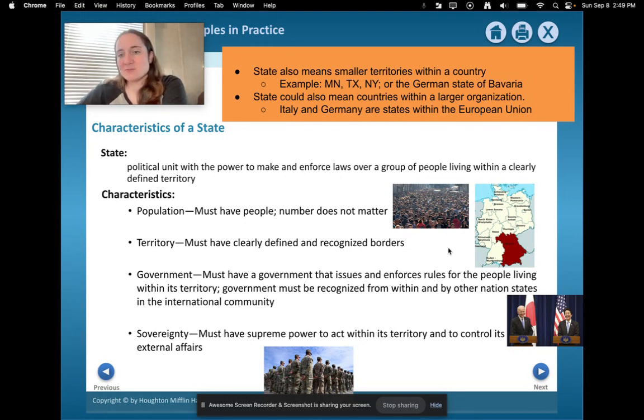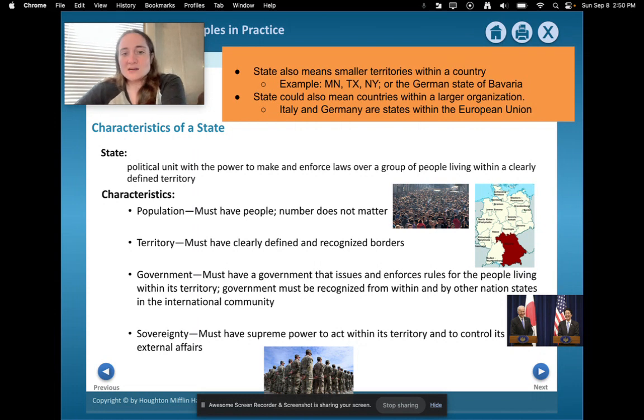So my example for this one would be not like a US example, but like a German example. So, like the state of Bavaria in Germany. You can see here on this map, it has very defined borders right there. Okay. So it's not like, oh, that's maybe a part of it. No, very defined borders.